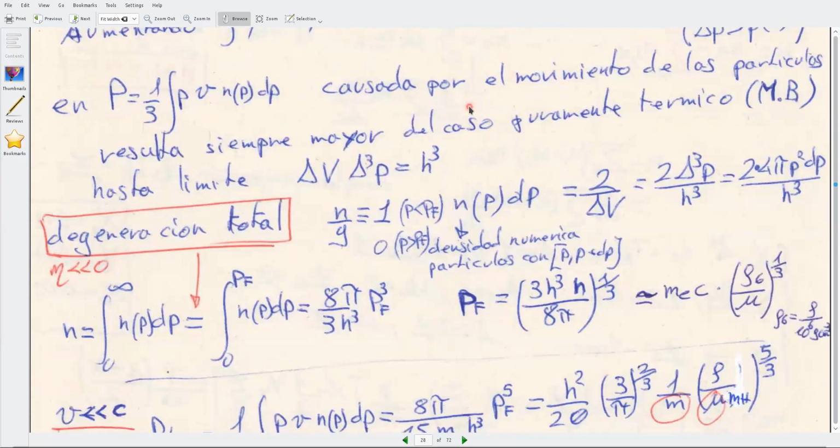So you think that the box in this case is because you start to sense the uncertainty principle, and this delta P started to increase and be comparable with the mean momentum of the particle.